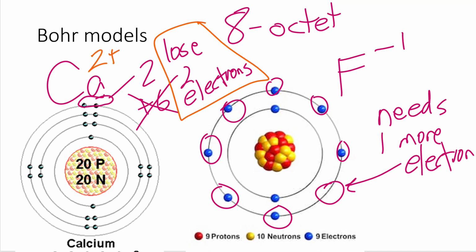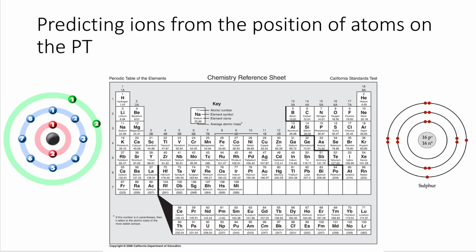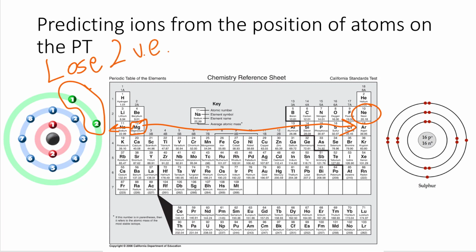And you can follow that pattern throughout the periodic table. Over here on the left, we have magnesium. Magnesium has 2 valence electrons, which is in group 2A. It has 12 electrons total. Is it going to gain 6 to become like argon? Or is it going to lose 2 to become like neon? Well, losing 2 is more favorable. So it's going to lose 2. It's going to become the charge Mg2+.